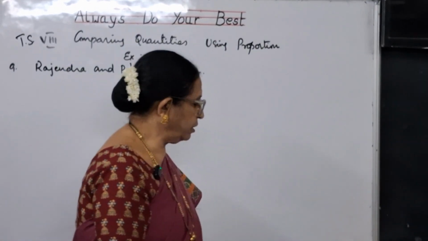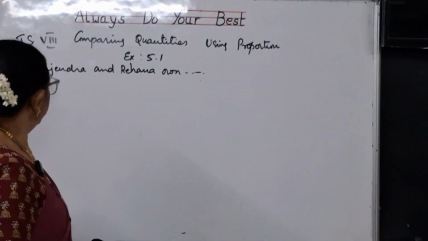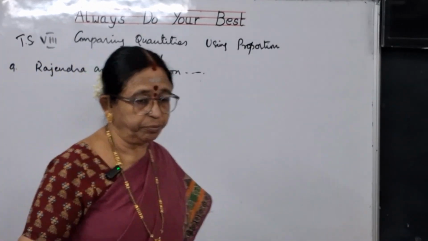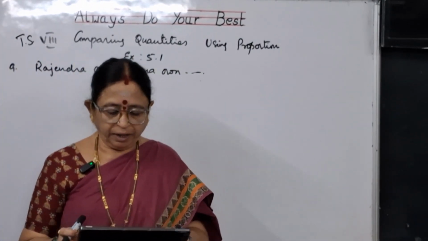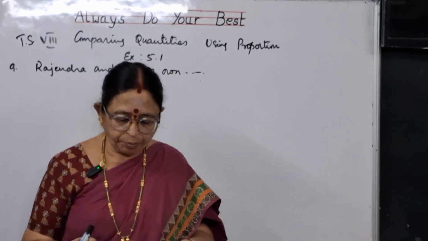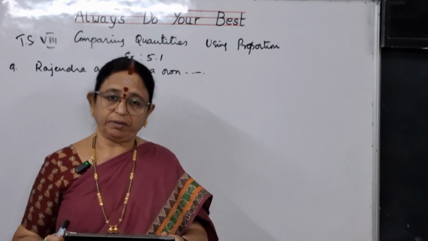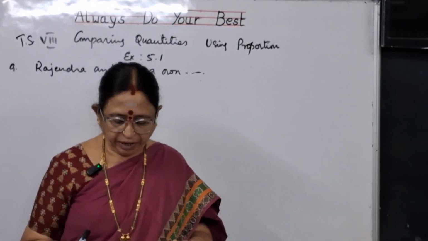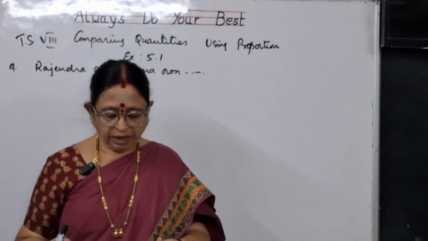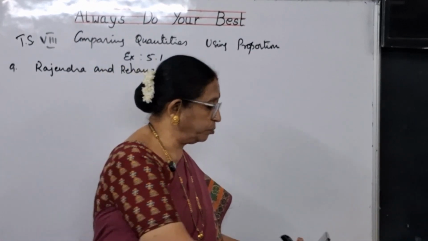Now, ninth problem. Ninth problem is like this. Rajendra and Rehana, let me read. Rajendra and Rehana own a business. Rehana receives 25% of the profit in each month. Whatever is the profit that is there, in that 25% she receives. If Rehana receives 2080 in a particular month, what is the total profit in that month?